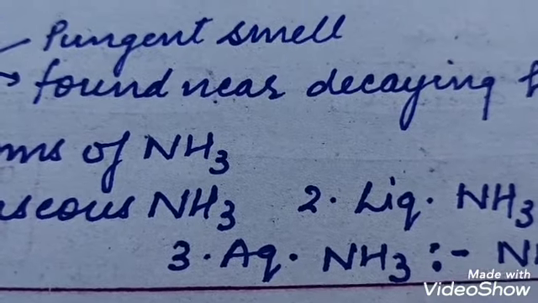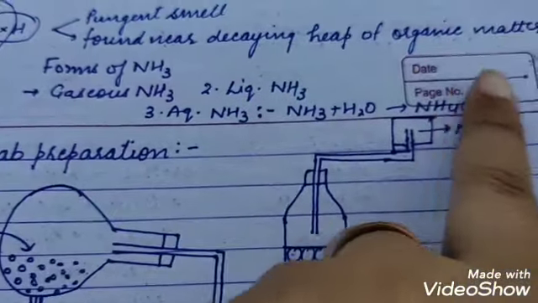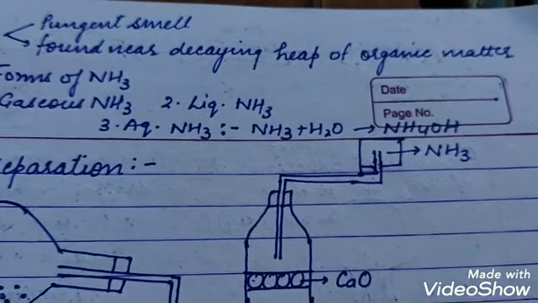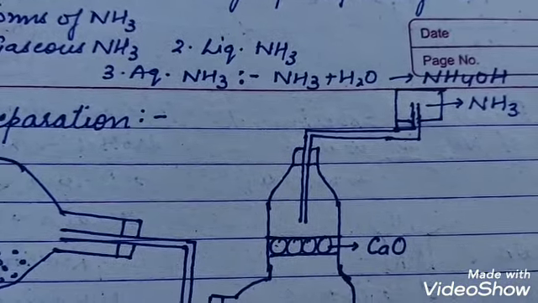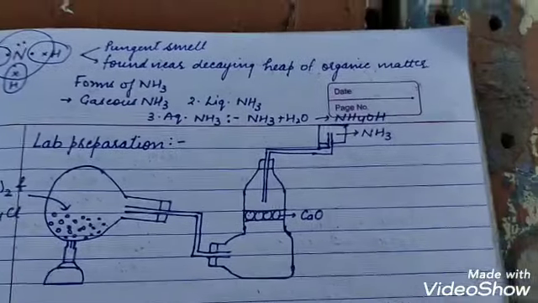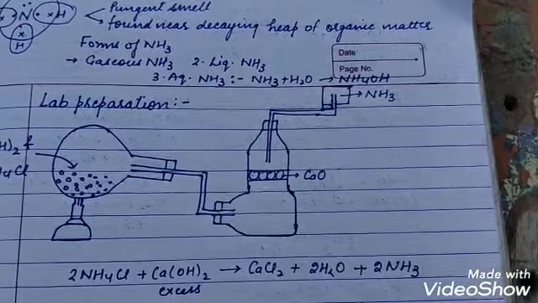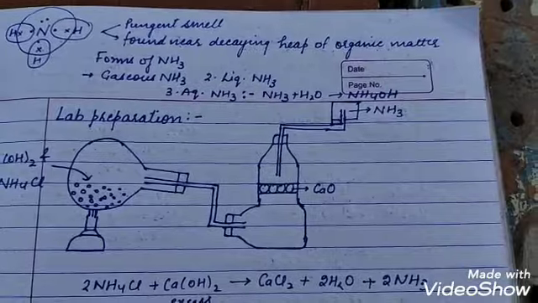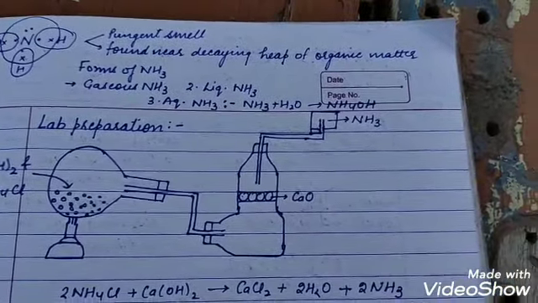It has a very pungent smell and is found near decaying heaps of organic matter. Why does ammonia have a very pungent smell? Because it is formed by the bacterial decomposition of urea found in urine.